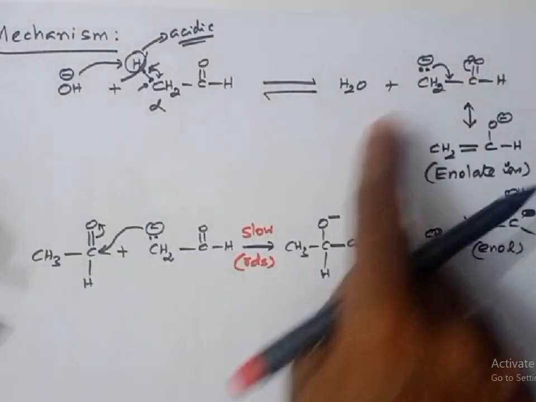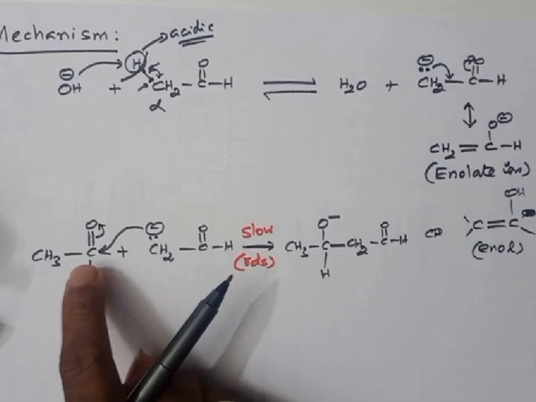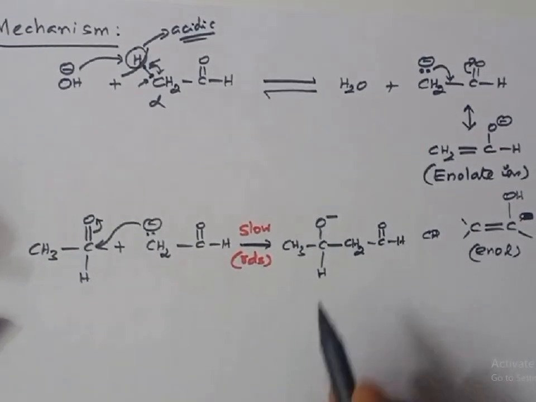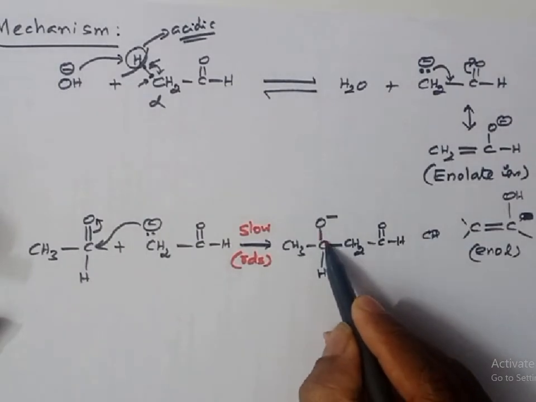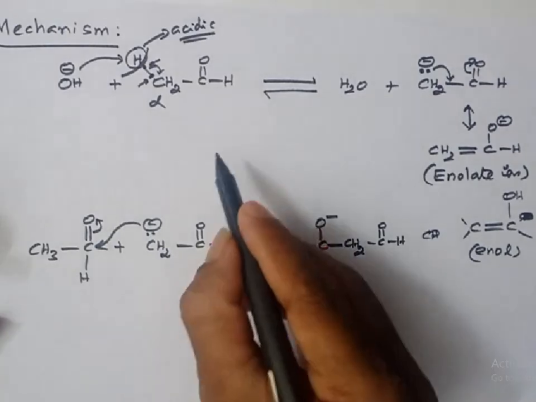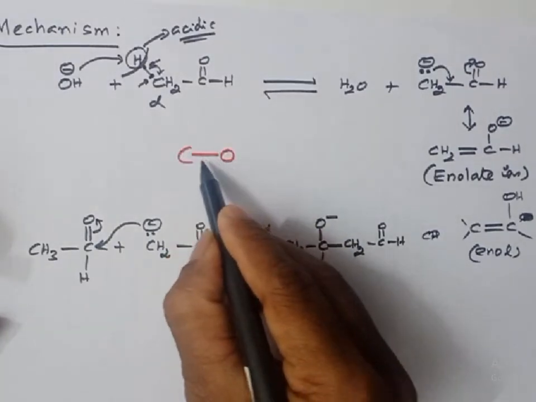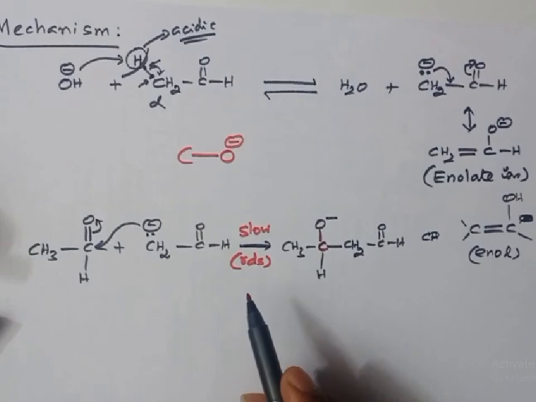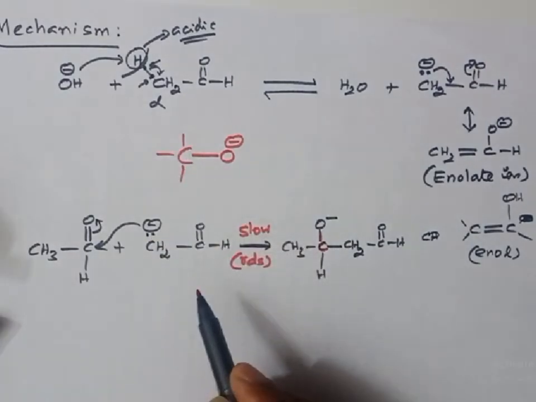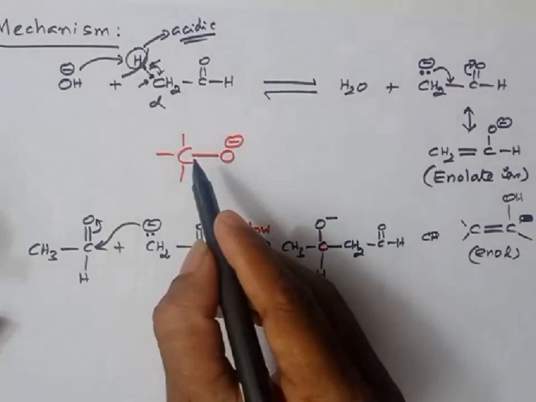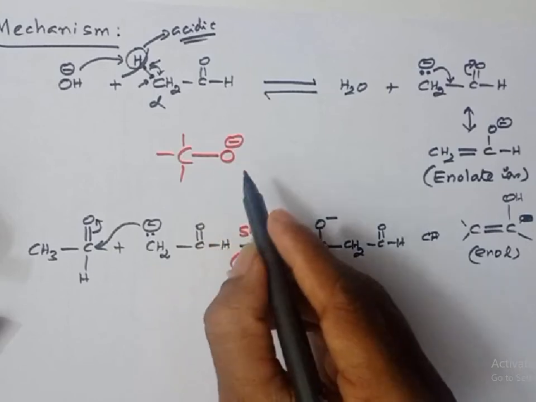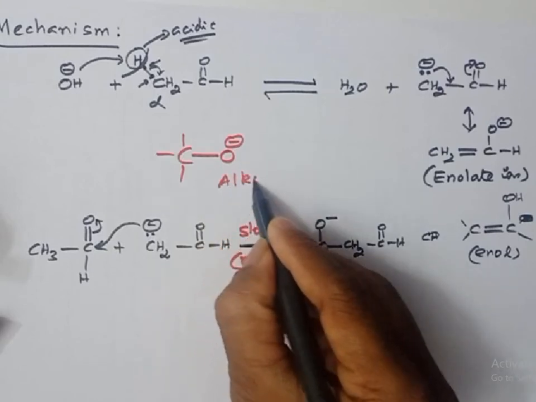The carbanion formed attacks the carbonyl carbon of the next molecule. Now what will happen? Students, the carbon now contains one O minus ion. Whenever a carbon contains an O minus ion, and if this is a saturated carbon, observe carefully, this ion is called an alkoxide ion.